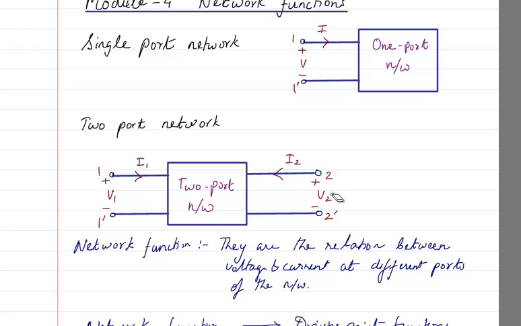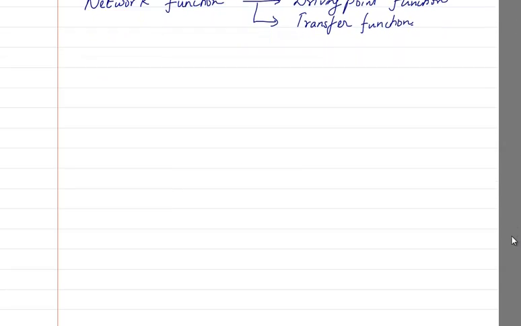The input port is 1 dash and the output port is 2 dash, and basically these come from the starting to the second last component, because the circuit will always end with a one port network, and in between you will have many two port networks. Okay, so let us first start with the definition of driving point function.